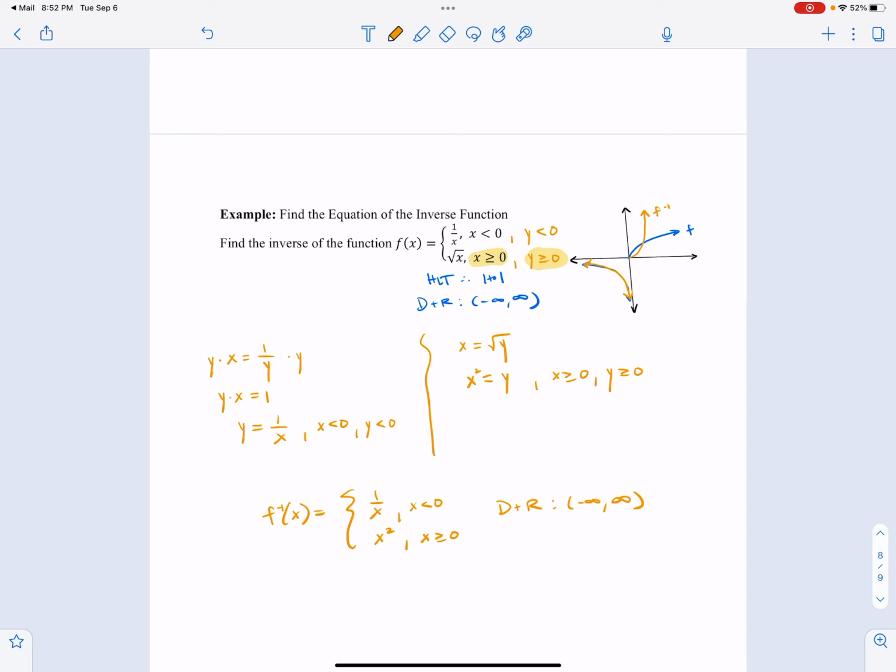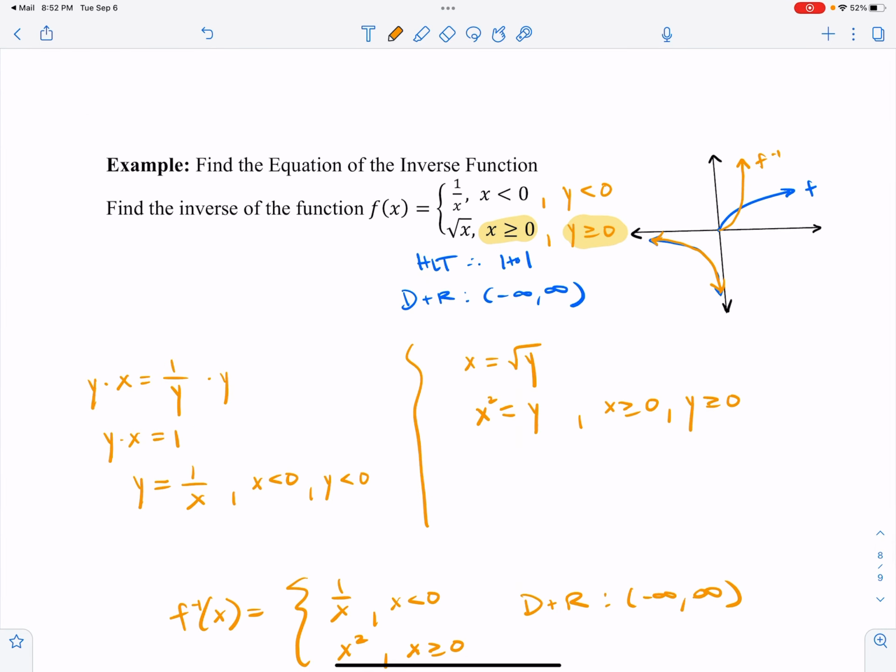Okie dokie, this is section 1.5, one-to-one functions and inverse functions.